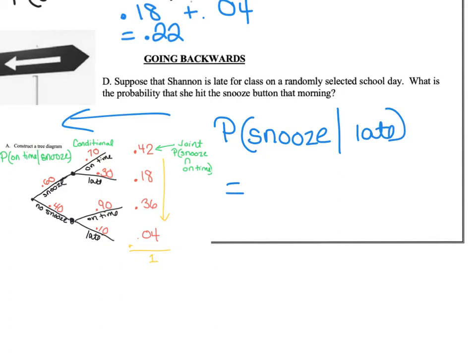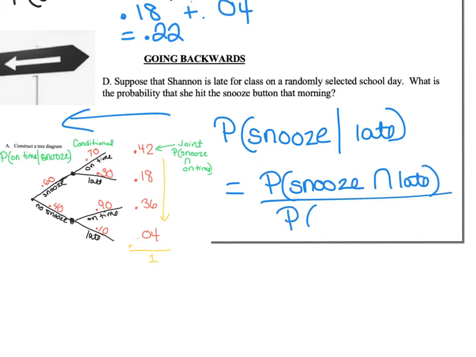At first it might boggle your mind, but you can actually just use your conditional formula, which is on your AP formula sheet. So you're looking at the probability that you snooze intersected with being late divided by the probability of the second one, which would be late. How do we calculate that? Probability of snooze and late is right here. It's 0.18.